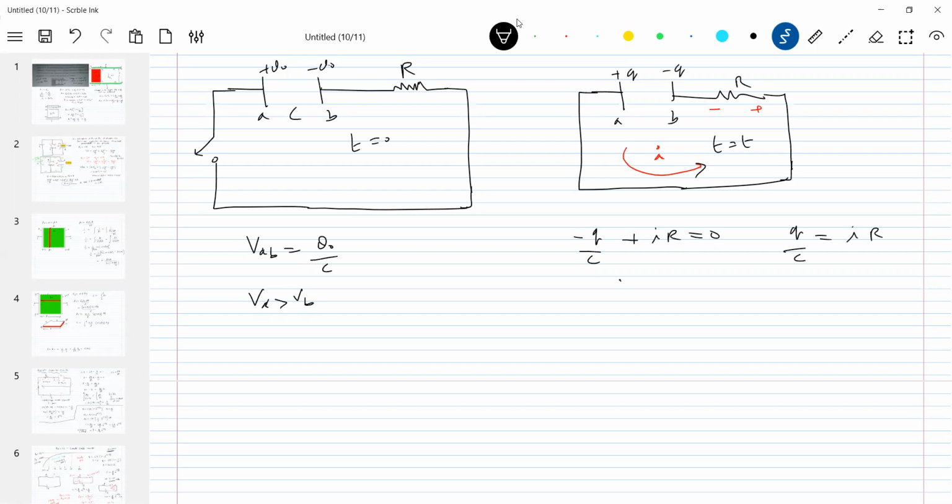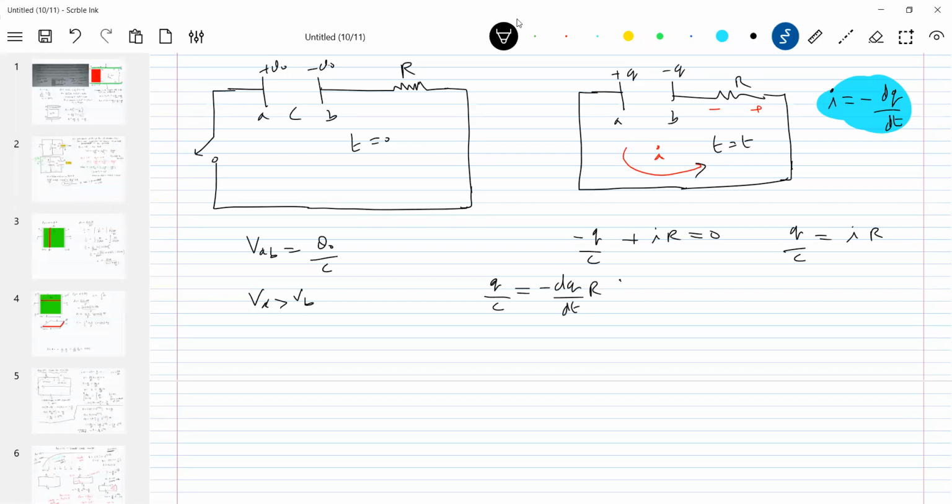Now look, the charge across the capacitor decreases, no? So therefore here I should be minus. This is a convention, please do follow, very important. If charge across capacitor decreases, I equals minus dq by dt. If charge across capacitor increases, I equals plus dq by dt. Substituting this, it will be Q by C equals minus dq by dt into R.